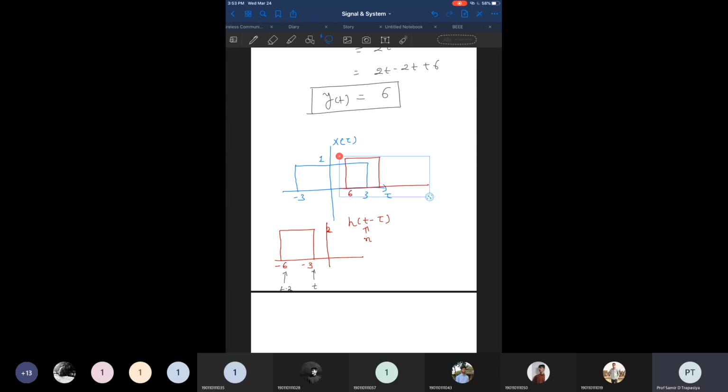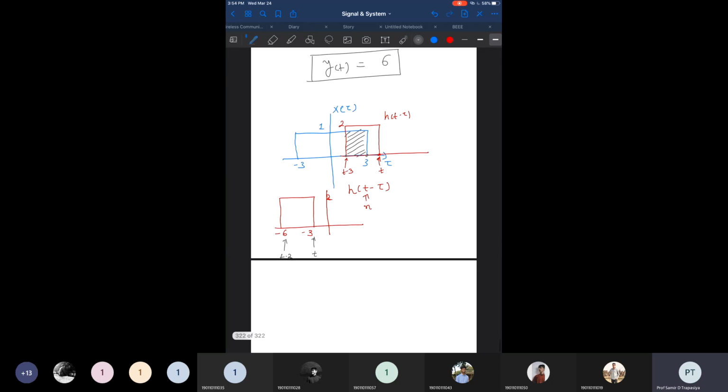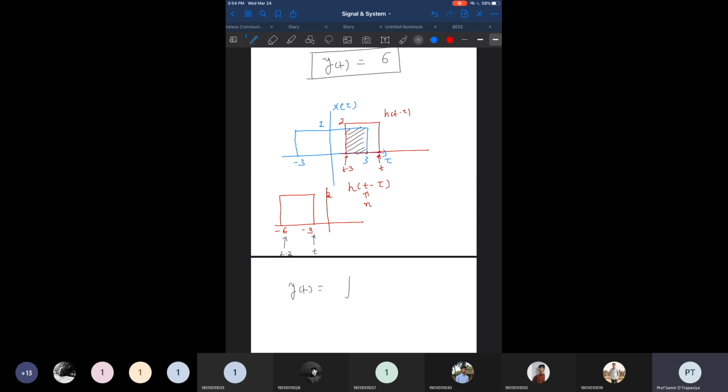This is the case where the upper part of h of t minus tau is outside of this boundary, but the lower end is still inside. So this is t minus 3, and the shaded region is bounded by two points: the point 3 and the second point, t minus 3. So y of t is bounded by these two: the lower bound is t minus 3 and the upper bound is 3, and we have the integral of x of tau h of t minus tau d tau.